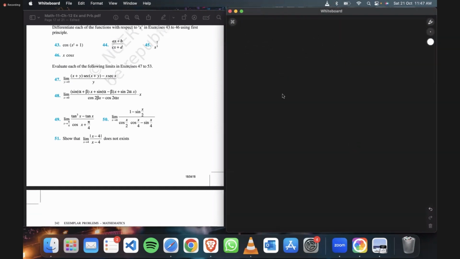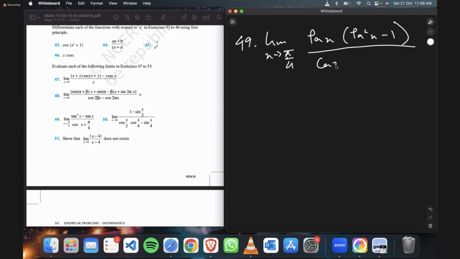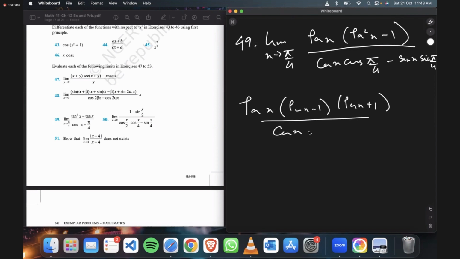Next up, we have question number 49. Pi by 4. Now, if we just open this a square minus b square term, we'll be left with this tan x minus 1 times tan x plus 1. And in the denominator, I'll be having cos x minus sin x.